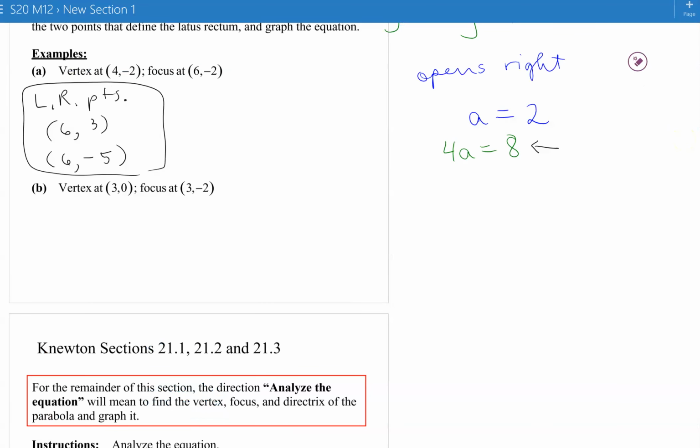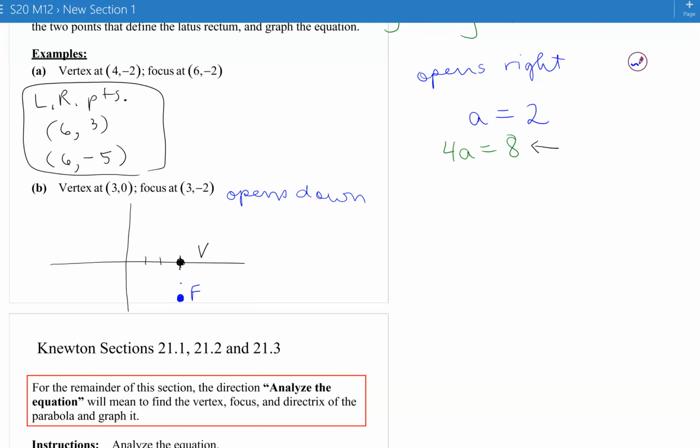Okay, so let's do another example with a shifted vertex. This time we have the vertex at (3, 0). So here's my vertex. Then my focus is at (3, -2). So here's my focus. And I can see that this parabola is opening downwards. It opens down, and I can see that because of the relative positions of the focus and the vertex. The focus has to be inside the curved part of the parabola.